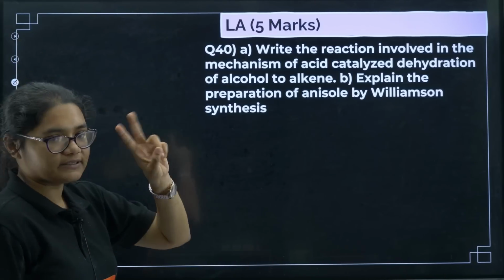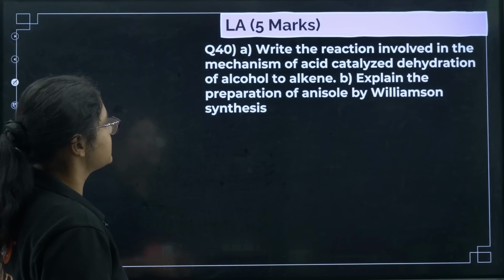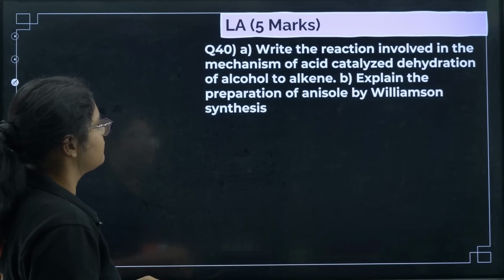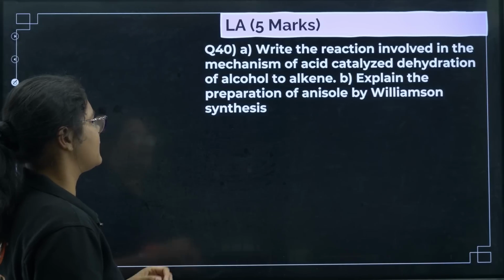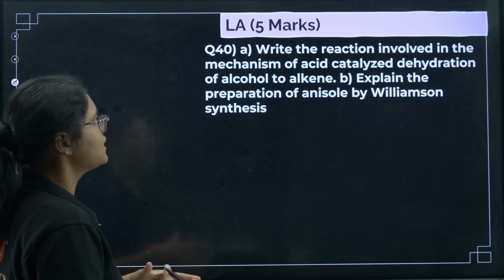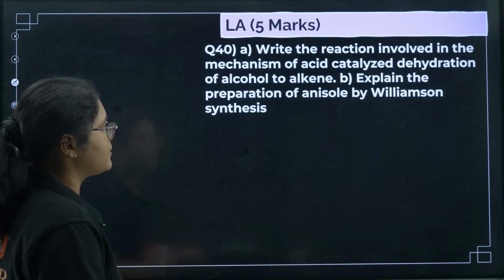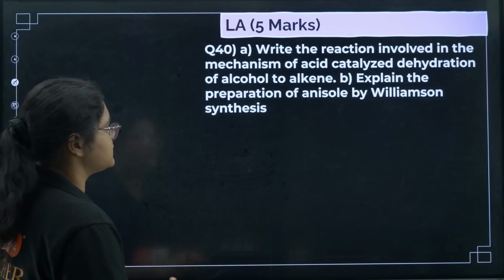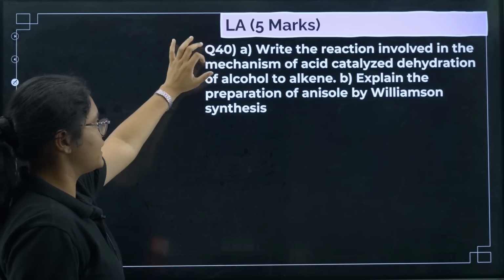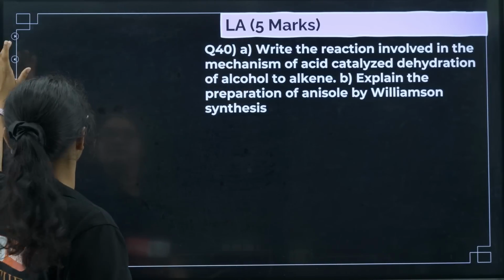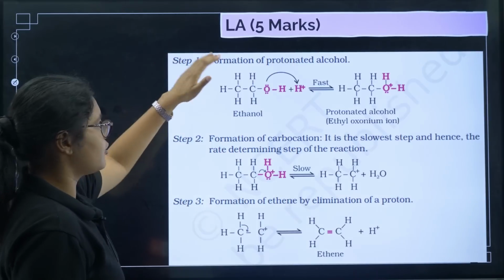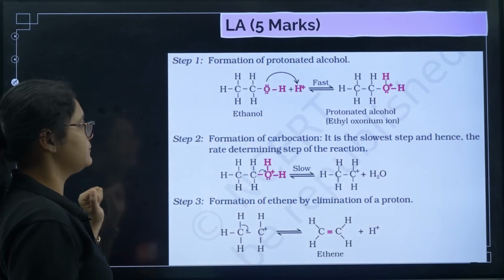So we got 2 questions from aldehydes already. Next question, write the reaction involved in the mechanism of acid catalyzed hydration of alcohols to alkene. Explain the preparation of anisole by Williamson ether synthesis. Okay. So this reaction mechanism, very, very important question. You can see here that formation of protonated alcohol is there.